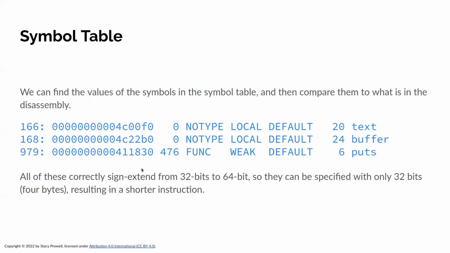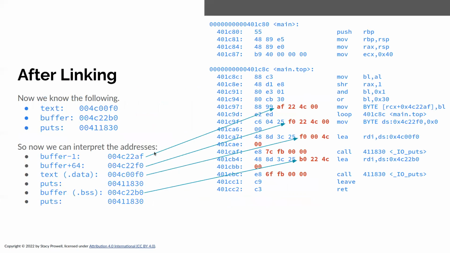If we go and look in the symbol table, we'll find text buffer and putS, and we'll find they have these values. And so we can now do the work to figure it out. Buffer's at this address, and so buffer -1 would be, instead of B0, subtracting 1, so that would be AF. And so we'd have this value, 004C22AF, and look at that, there it is in little endian form, 004C22AF.